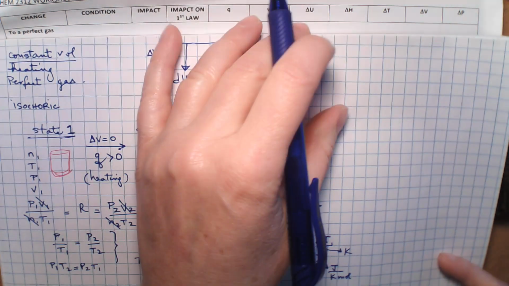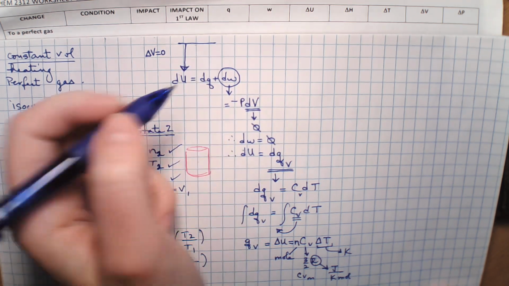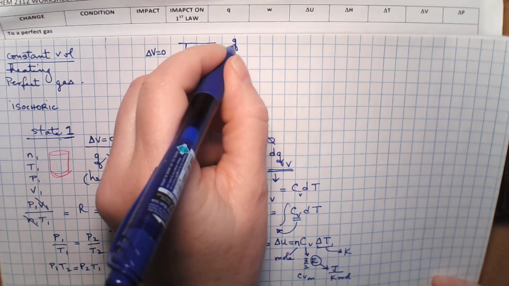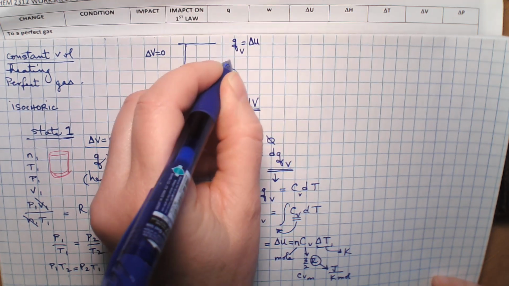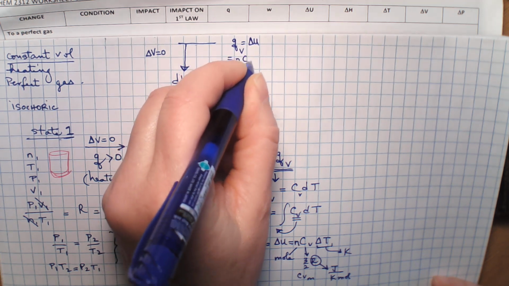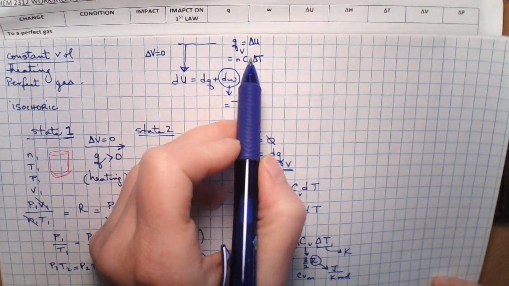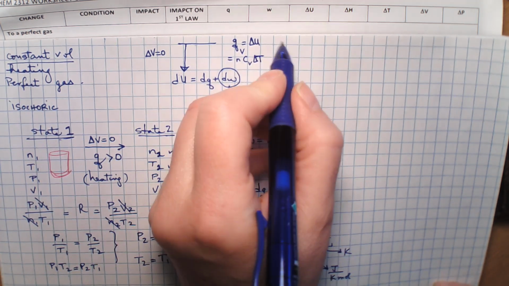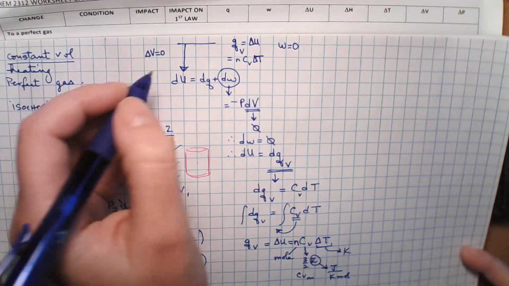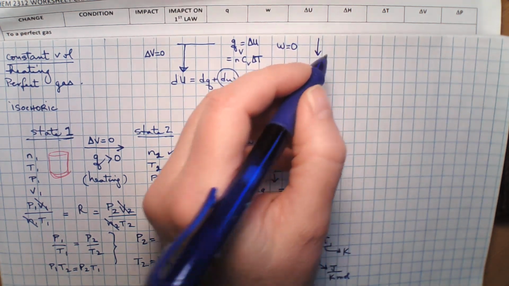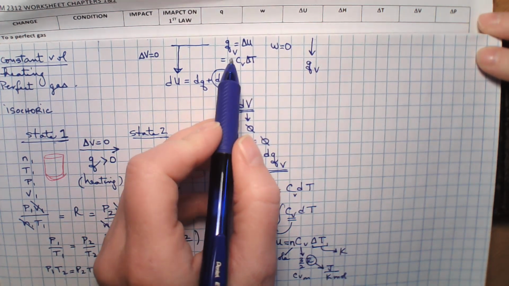Perfect. Okay, so what do I have then for Q for this change? I have that Q sub V is equal to delta U, and that is equal to n C_V delta T. So I'm just showing you where it comes from, but when you do a few of these, you could just get right to it. The work, as we said, is equal to 0 because there's no change in volume. The delta U is equal to Q sub V, and we just did that.